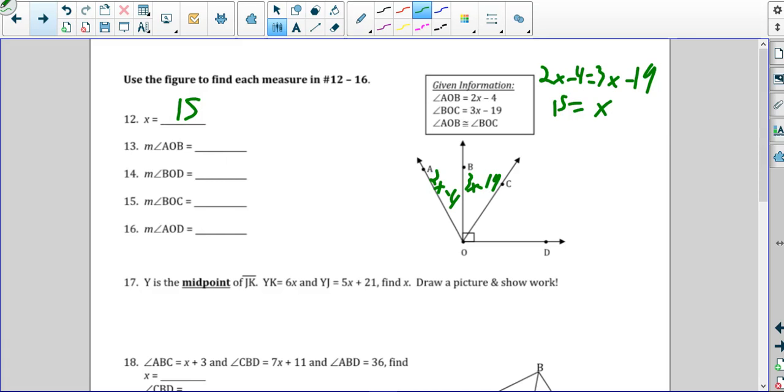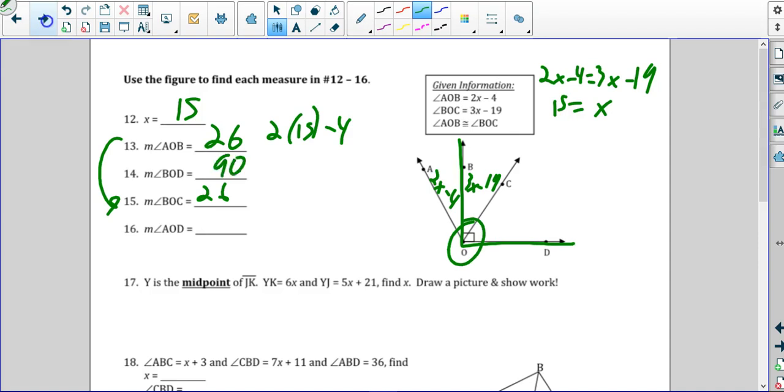Now I plug it in. 2 times 15 minus 4. That's 30 minus 4 is 26. That means I could also go right down here to number 15 and say this is 26. Now, what's BOD? Well, here's BOD right here. There's my magic symbol. That's 90. And now what's AOD? Well, AOD is the entire angle. So that's going to be the 90 plus the 26, which is 116 degrees.